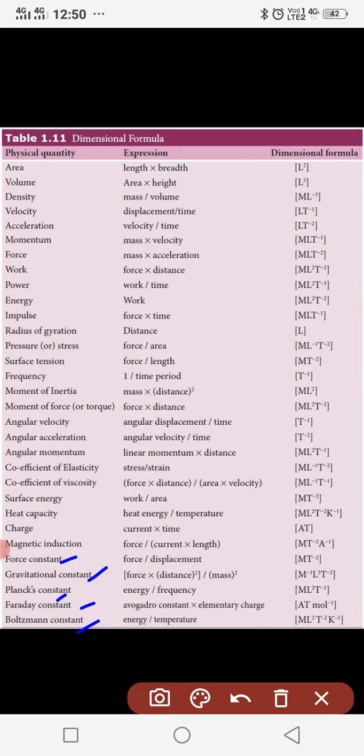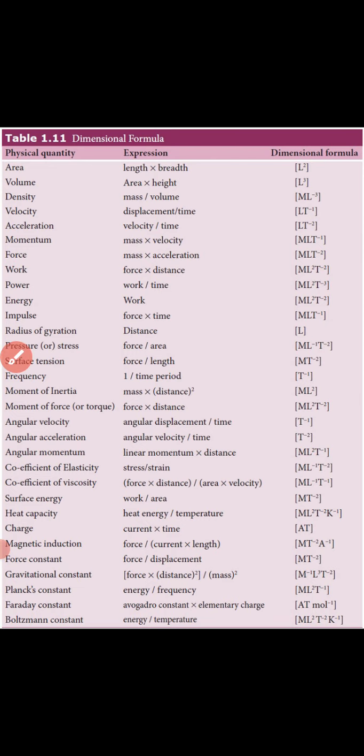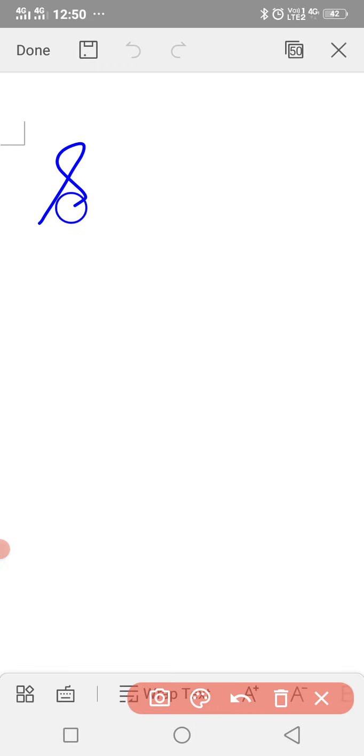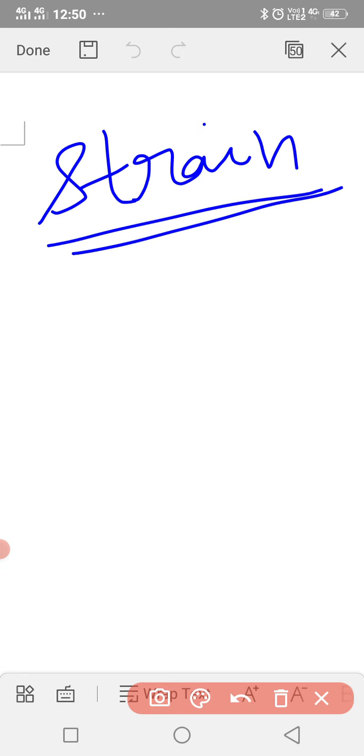Some quantities are not having any dimensional formula, like strain, which means change in length upon original length, that is, change in dimensions upon original dimensions. So they don't have a dimensional formula, and that's why strain is called a dimensionless quantity.